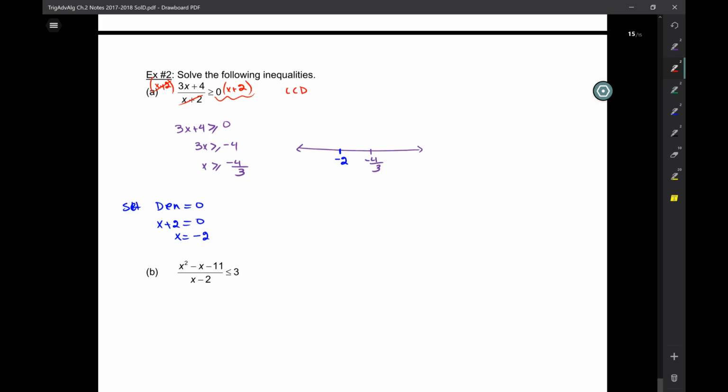So let's pick a region. Let's pick from the very right this time. Let's pick x equals 0. Okay, so we're going to plug into this equation. Okay, so if x equals 0, I'm going to get 4/2, which is positive. So here I get positive.